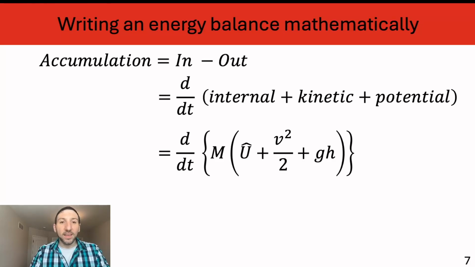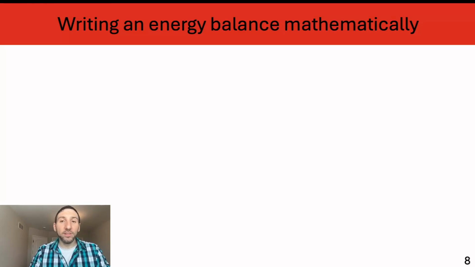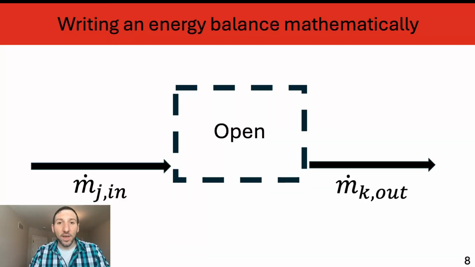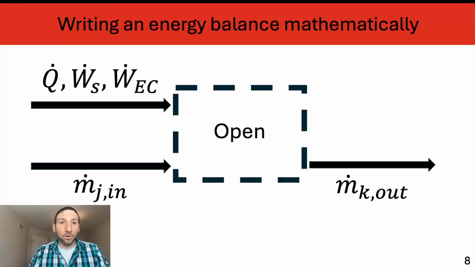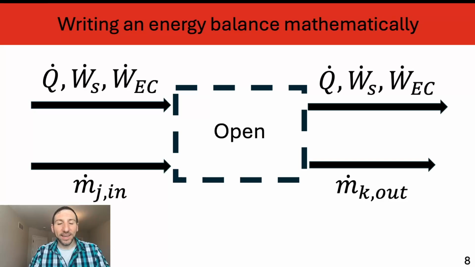Now, the other part, when we look at our open system, we have mass flowing in, and we've got work and heat that's flowing in and flowing out. Something that we want to think about when we do the in minus out portion of our energy balance is that your masses that are entering and exiting are going to be bringing and removing a certain amount of energy into the system. And then you also have these energies in transit, which is your heat and your work. And so all of those things need to get factored in when you do the in minus out portion of your energy balance.